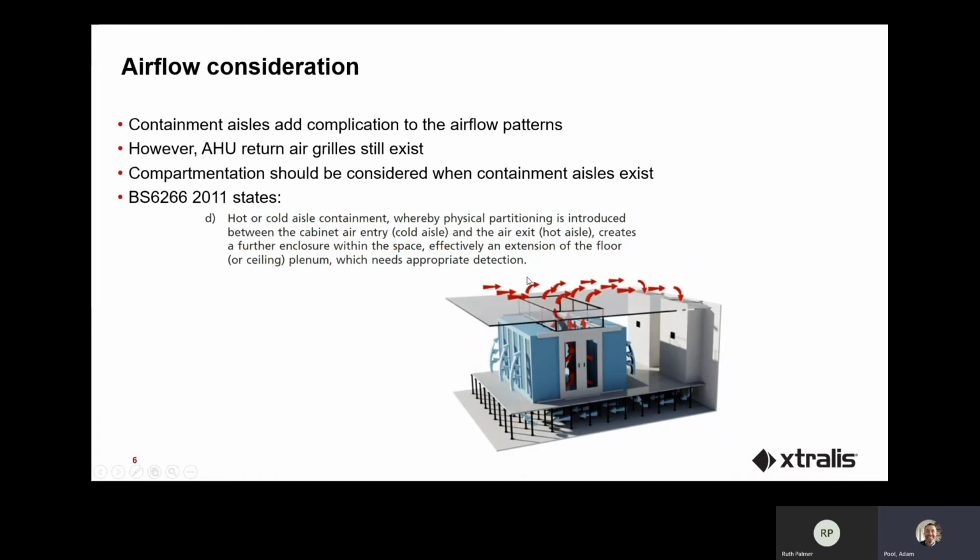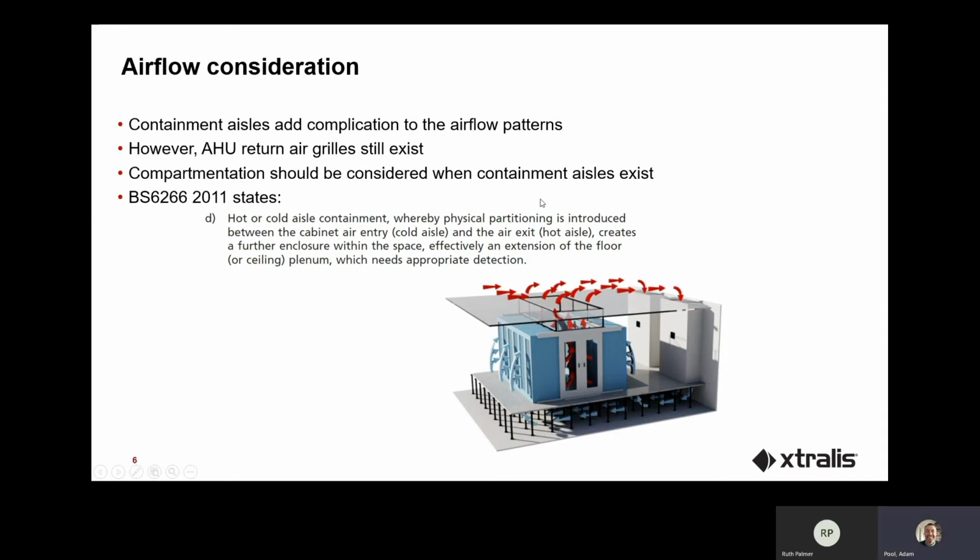So just further talking about containment aisles adding complication. We've talked about that already. However, AHU return air grills still exist. We've talked about that already. And again, this example here is showing a hot containment aisle, and then we've still got air handling units, and we've got a return air grill at this point, which is critical to fire detection.